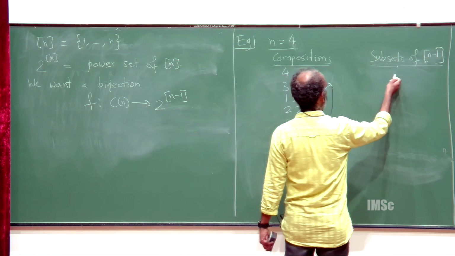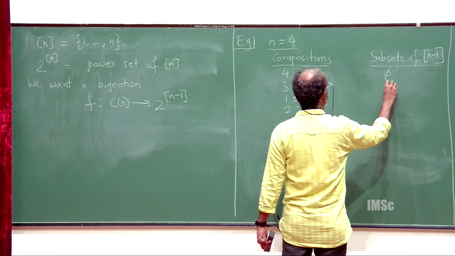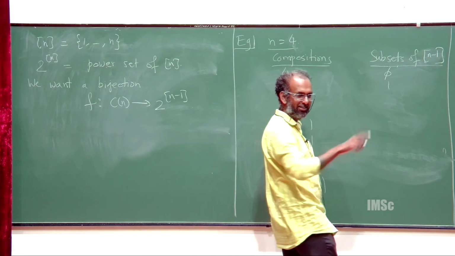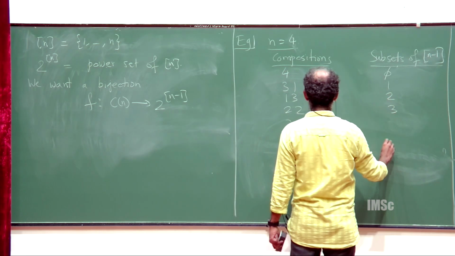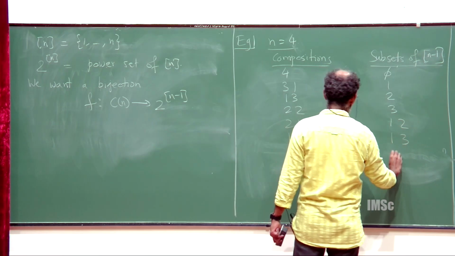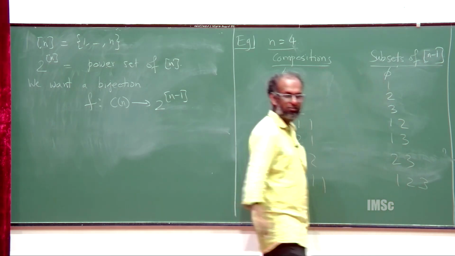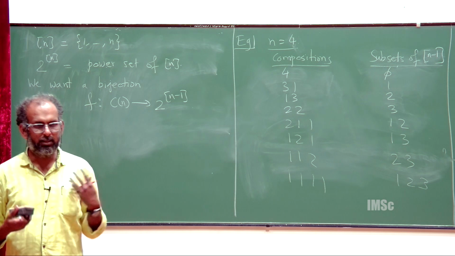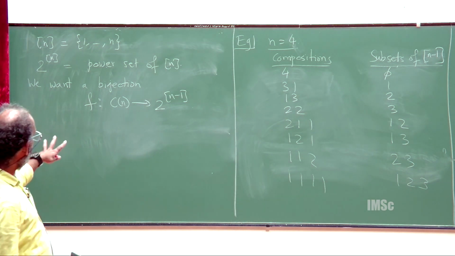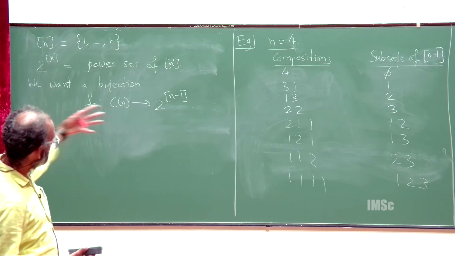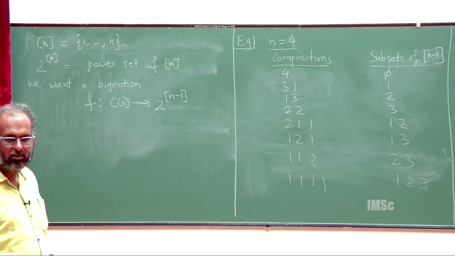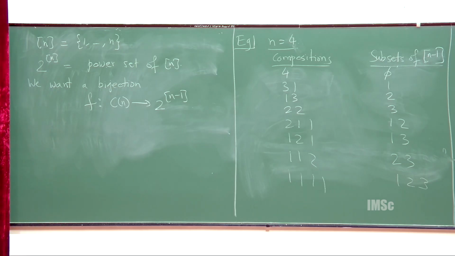And what are the subsets of 1, 2, 3? The empty set, singleton 1, again I will not write all the curly braces and all that, it's a pain. 2, 3, 1 2, 1 3, 2 3, 1 2 3. Okay, just can you see some pattern, some quantity on the left counting something which is equal to some other quantity on the right counting something else? Can you match statistics? Can you just from observation?